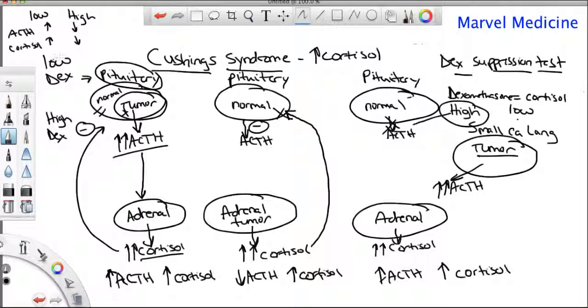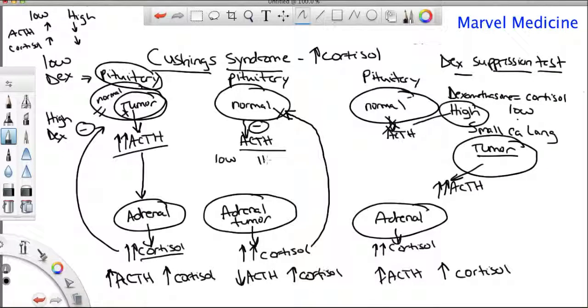Now, let's go to the second example here. We have an adrenal tumor producing cortisol. Now, this adrenal tumor doesn't care about ACTH at all. It makes no difference to the adrenal tumor whether the pituitary is making ACTH or not. So with this one, what happens with a low and a high?